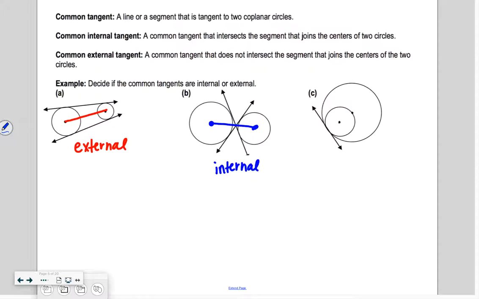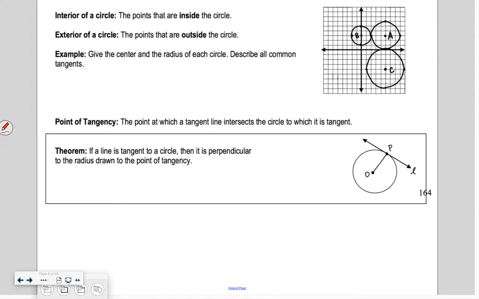So what do we think on the next one? External or internal? External. It's on the outside. Okay? All right, so internal and external, again, inside and outside. So the interior of a circle is the points that are inside of the circle, and the exterior of a circle is the points that are on the outside of the circle.